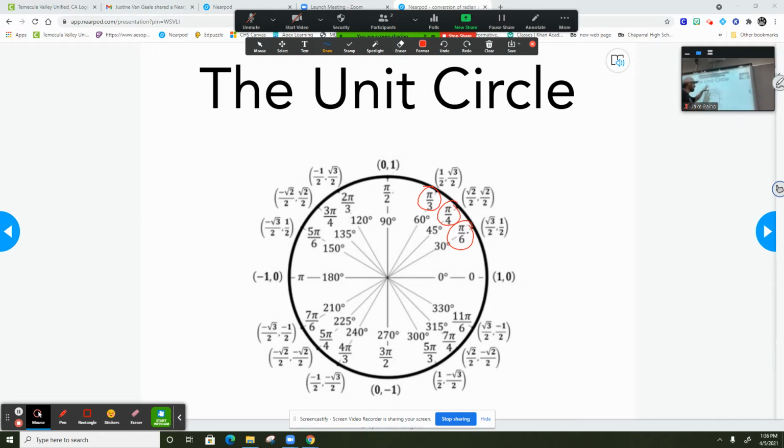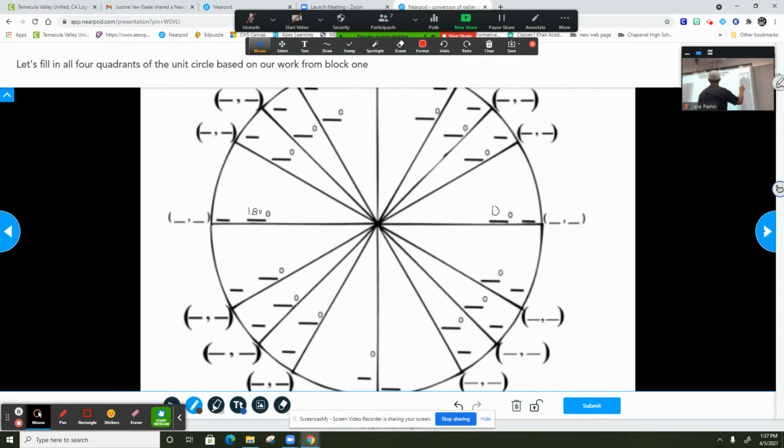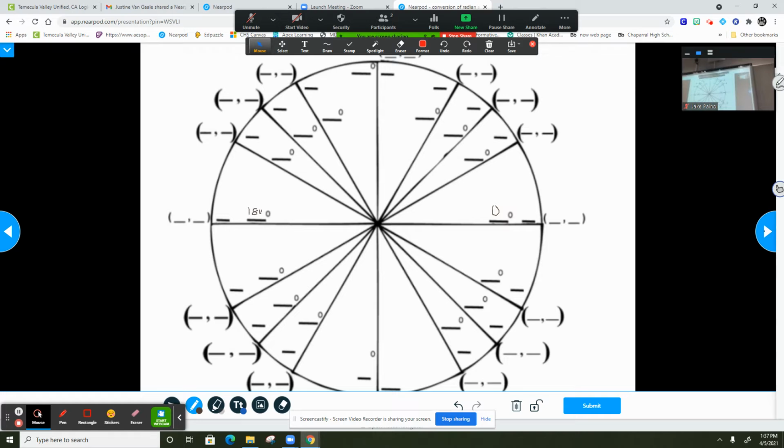So we're going to get through the whole unit circle today. We're going to get through how it relates to sine and cosine, and then talk about radians. So there's a lot going on today. What we want to do first is fill in the whole unit circle, based on what we do know.